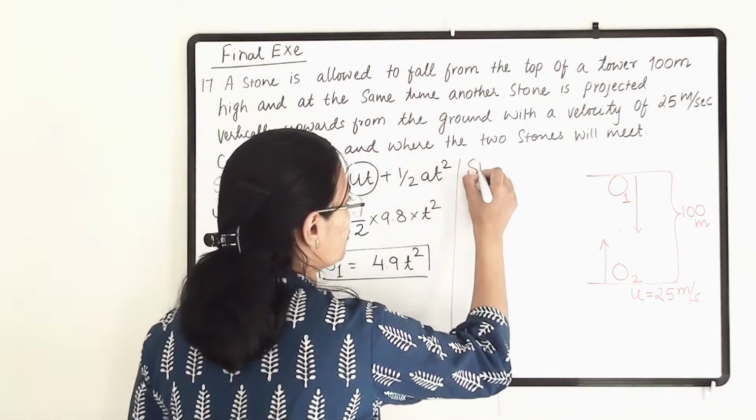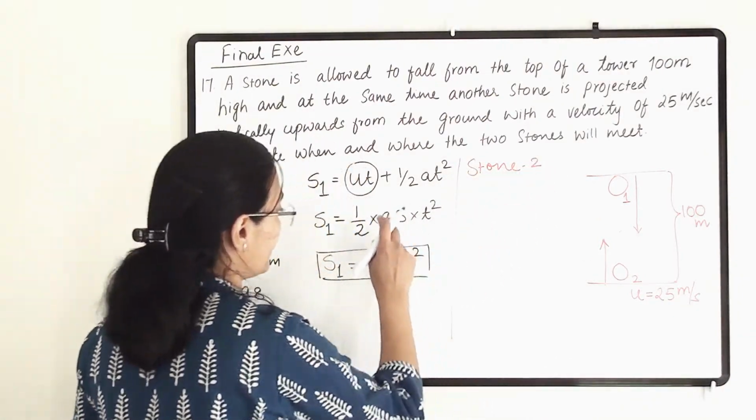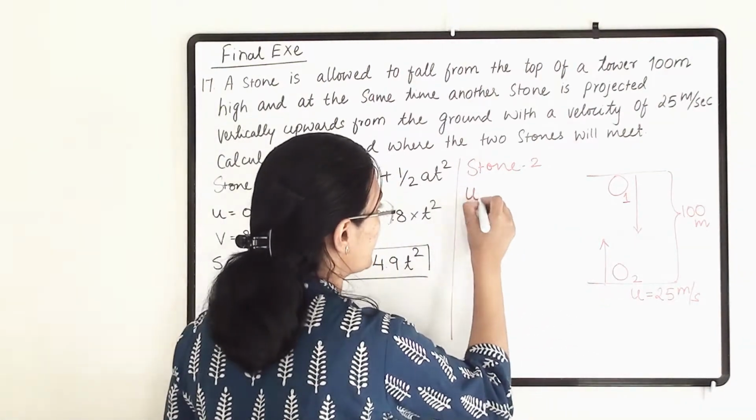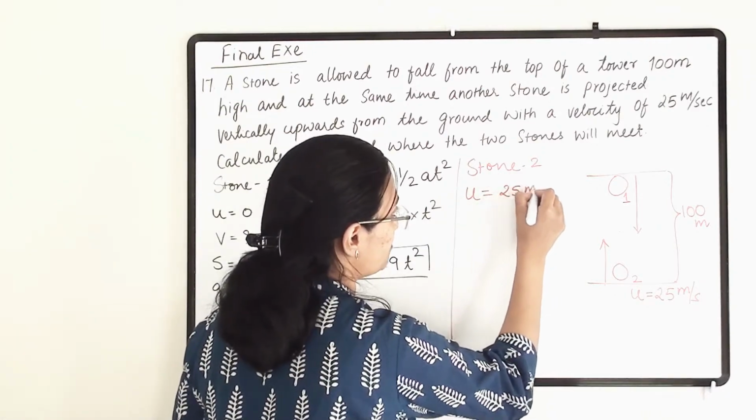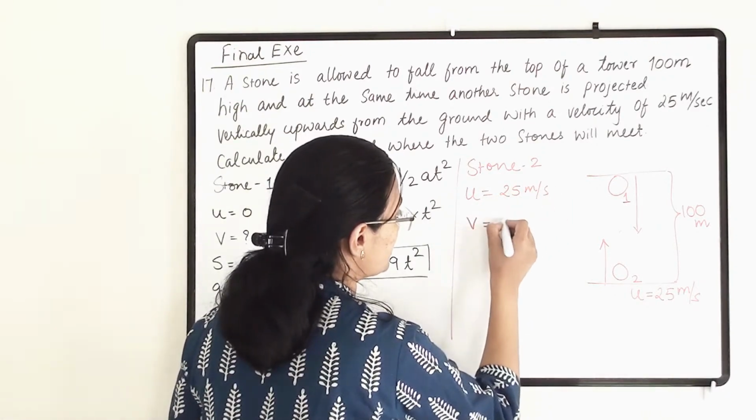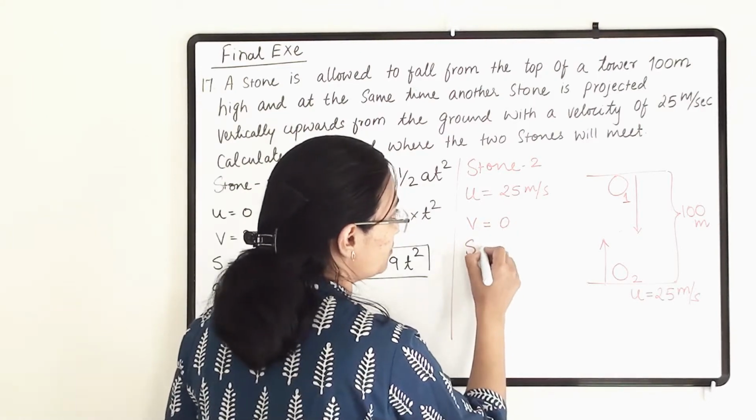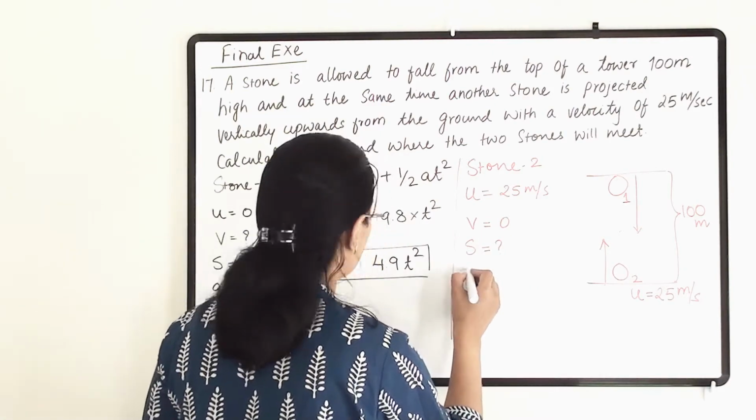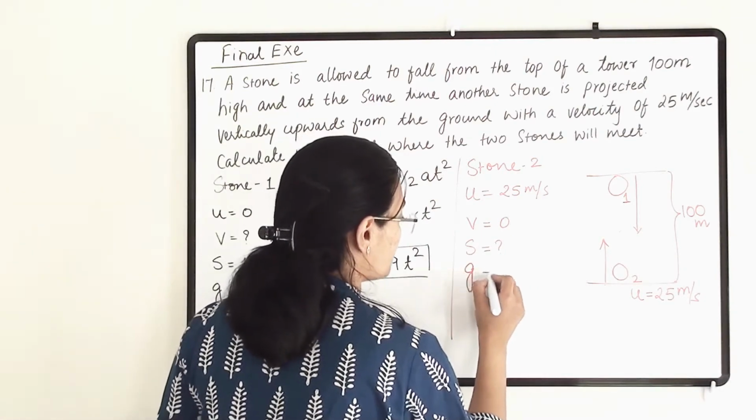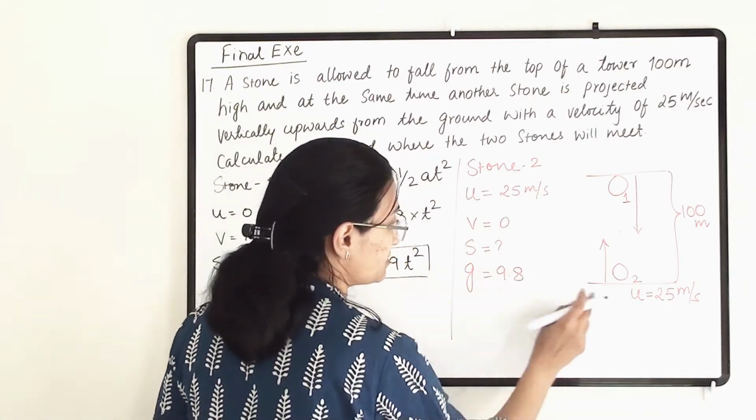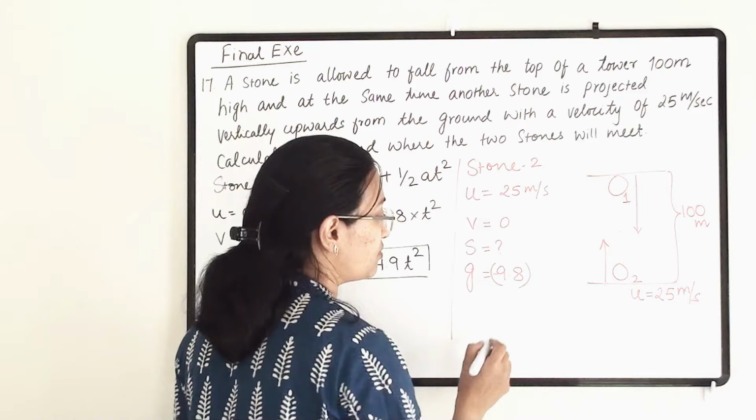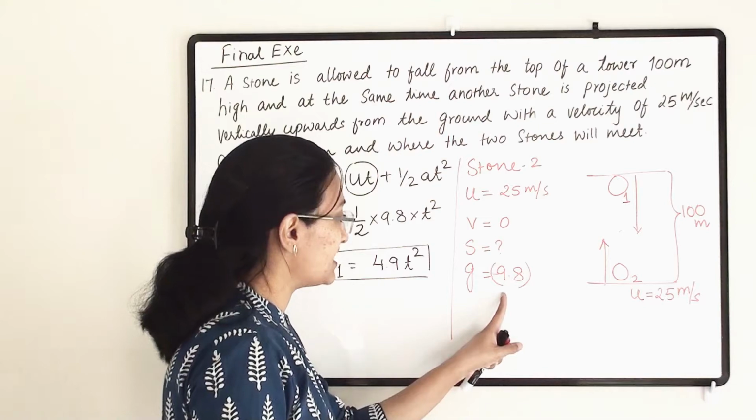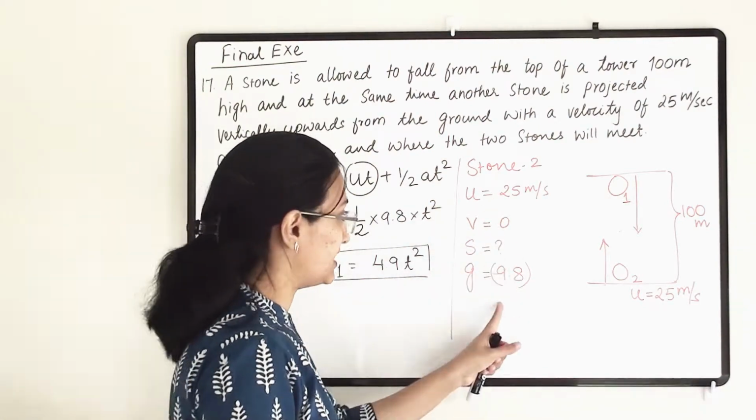Now for stone 2, we are going to find out the same thing. Stone 2 we are throwing upward, so it has an initial velocity of 25 meter per second. Final velocity is going to be 0. Distance we know it is going to cover 100 meter, but we need to find that. The gravitational force we are going to take is 9.8, but that will be minus in this case because we are throwing it upward and that will be against the motion. So this 9.8 is going to be minus for the second stone.